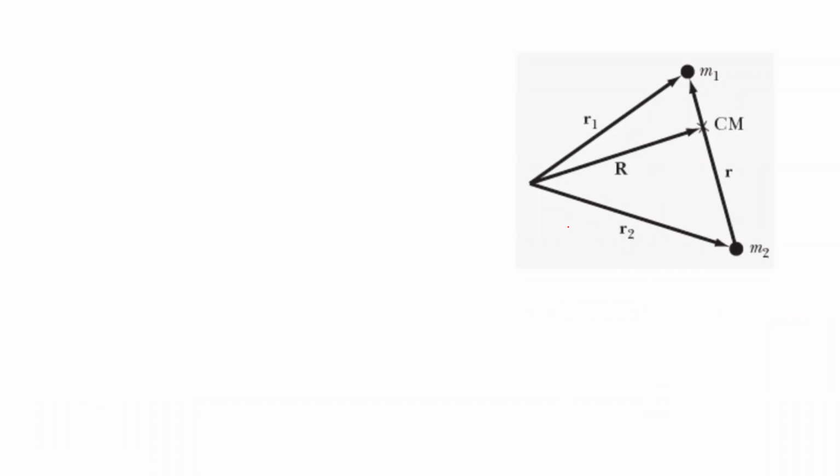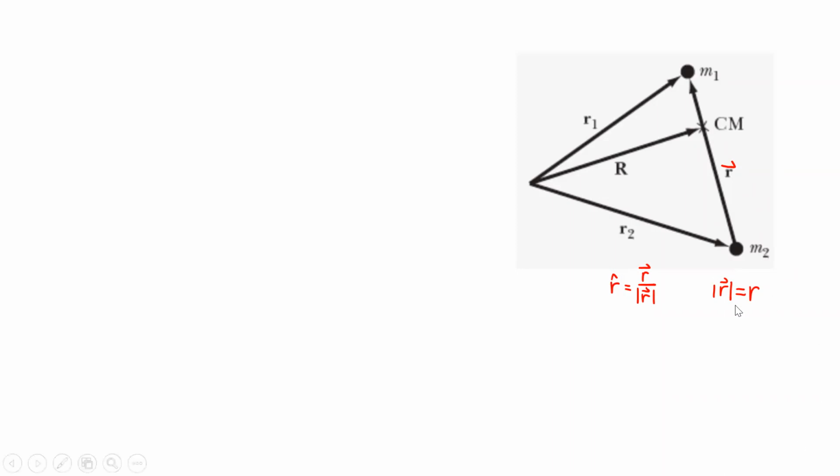So what do we have here? Now this is the R vector. I'm going to denote the unit vector R hat to be a vector that goes along the R vector, like this. And let me call the magnitude of the R vector R.